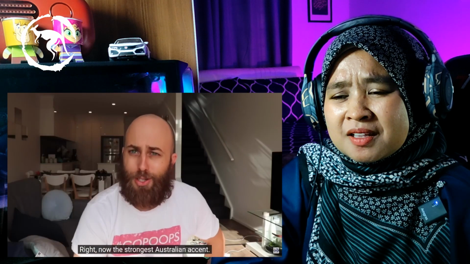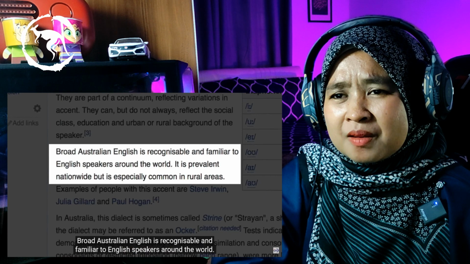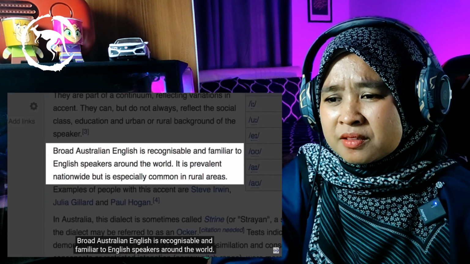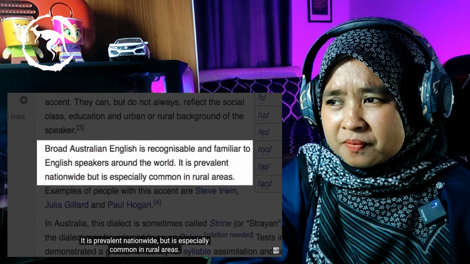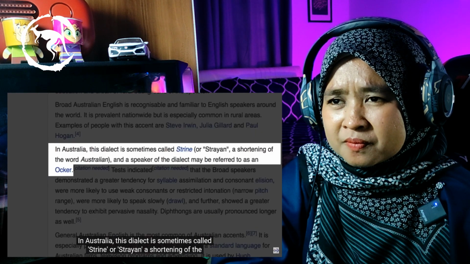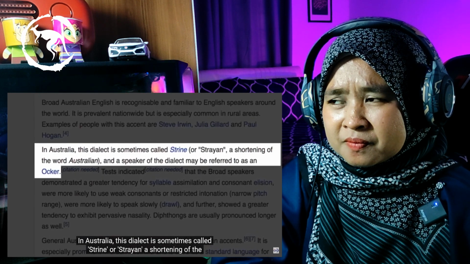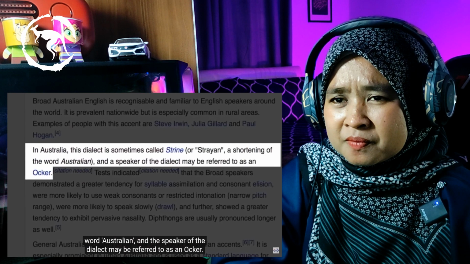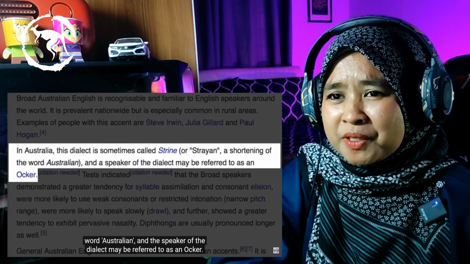Right, now the strongest Australian accent. According to Wikipedia, broad Australian English is recognisable and familiar to English speakers around the world. It is prevalent nationwide, but is especially common in rural areas. In Australia, this dialect is sometimes called Strine, a shortening of the word Australian.